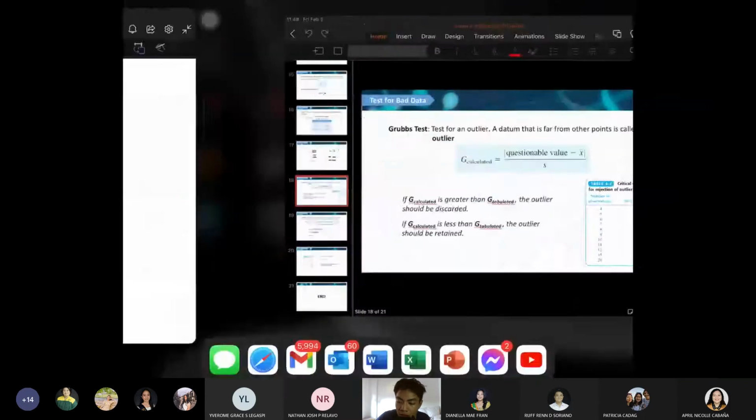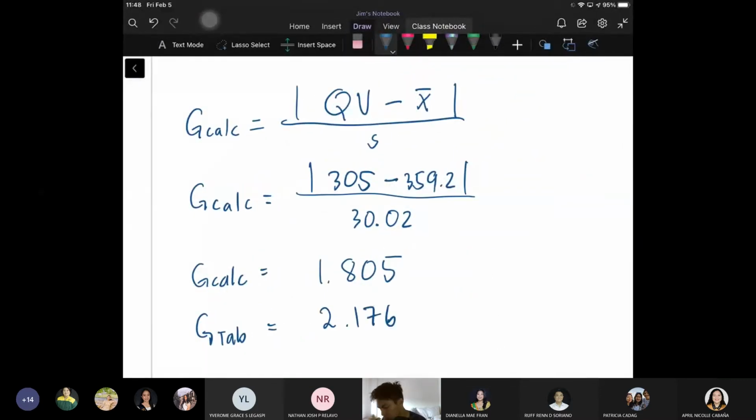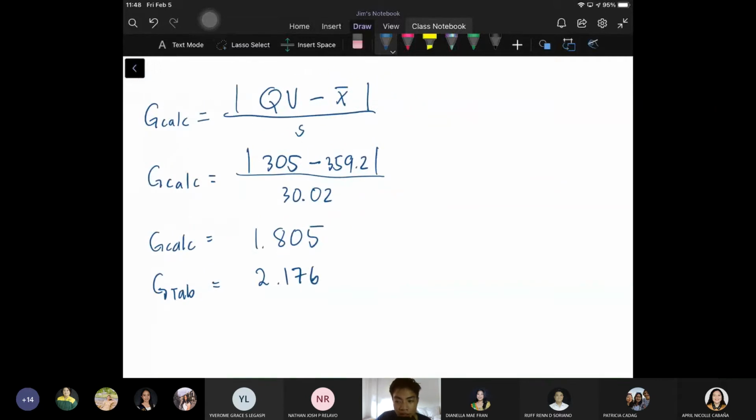So let us compare that with our G calculated. Ano yun? 2.176, di ba? Okay, so our G tabulated is up to 2.176. So the last thing you're going to do is to compare the G calc and the G tab. Sino mas malaki? At 352.9 ba? Sorry. Thank you. So mali din ta. 352.9. Okay? Compute ko lang ulit. Thank you for that. 352.9. Ayun, okay. Kaya pala parang nagtataka ko. Ilang beses ko na to inulit, tas ba't nag-iba yung G calc? Mali pala ng minsa. Thank you.